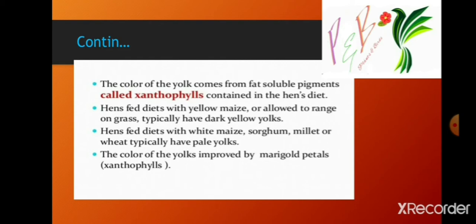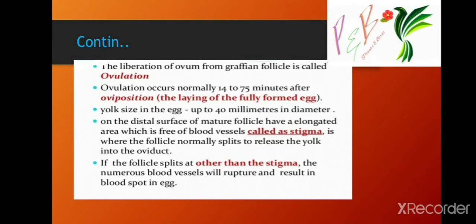The color of the yolk can be improved by marigold petals, which contain xanthophylls. This is very important to note here. Marigold flower petals can be given in the diet of the hen so that the color of the yolk can be improved.